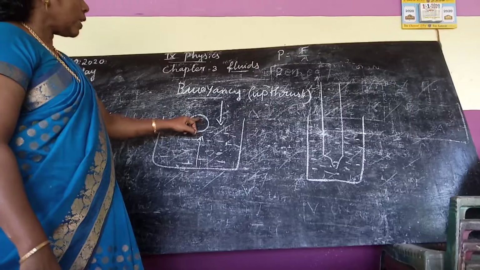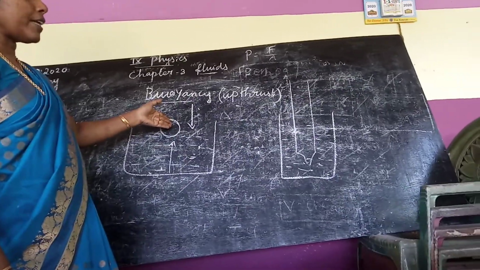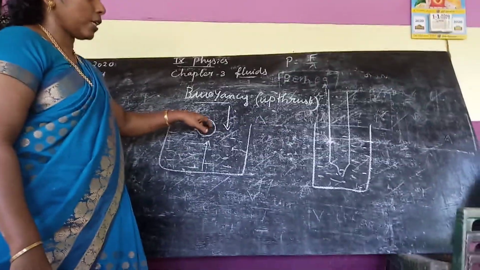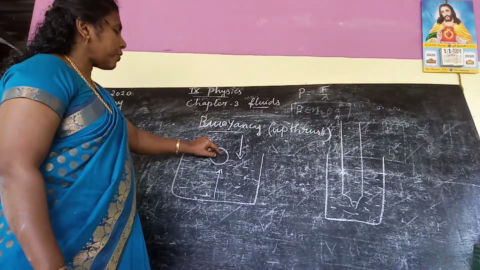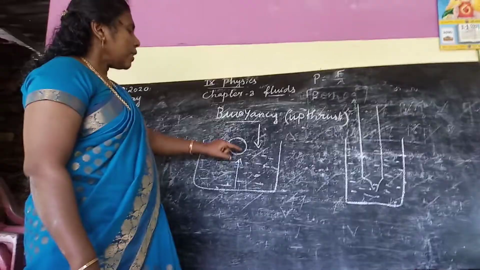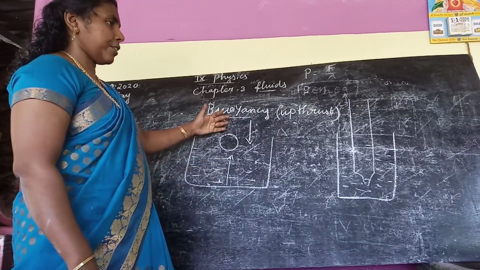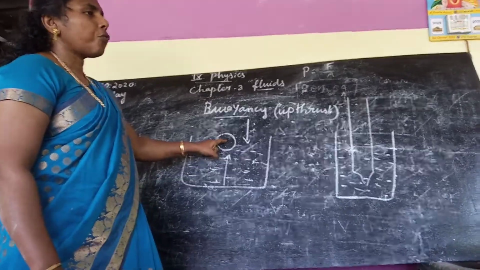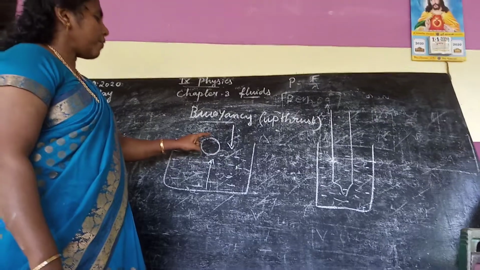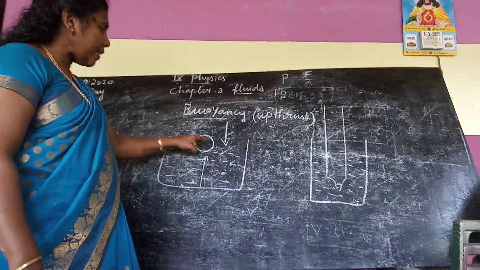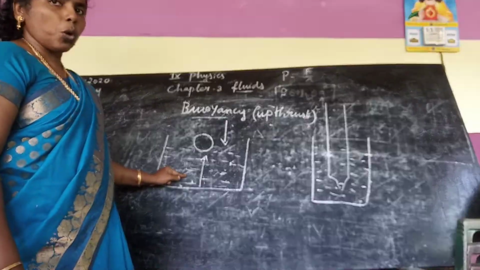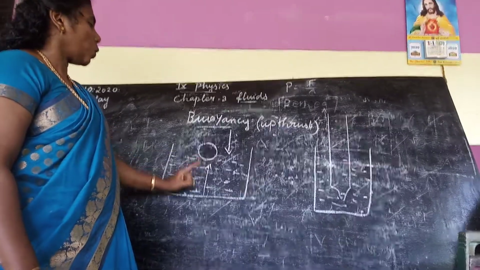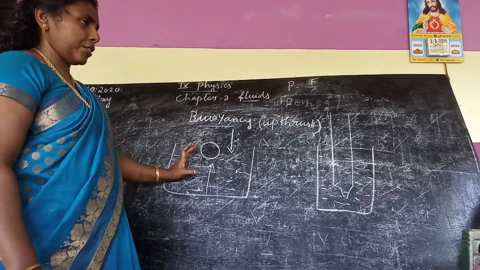Now listen, when the weight of the ball is compared to the weight of the liquid, the weight of the ball is very less. So the upthrust force is greater, and the object floats. Why is the object floating? The weight of the object is less than the weight of the liquid. Because of this, the upthrust force is greater.